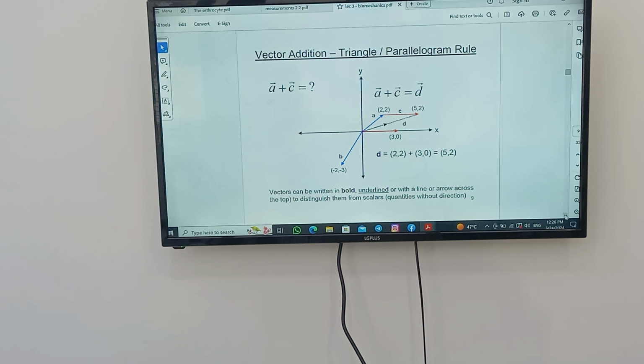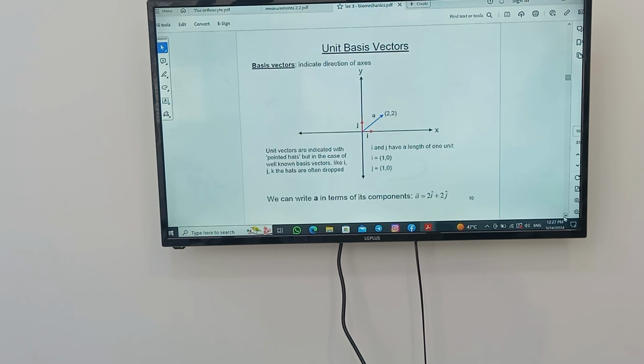Vector addition, triangle or parallelogram rule. Vectors can be written in bold, underlined, or with a line or arrow across the top to distinguish them from scalars, which are quantities without direction. So this is a vector, and this is a vector. We're going to look for the equation for the Pythagoras theorem.